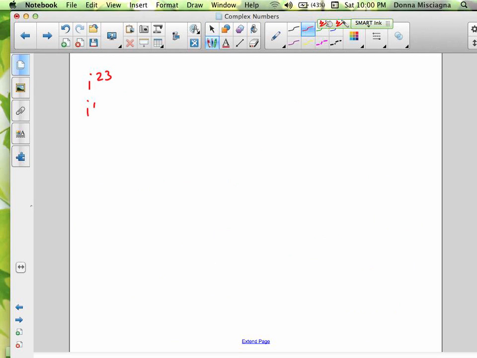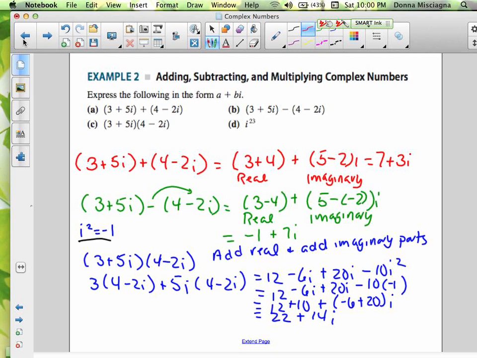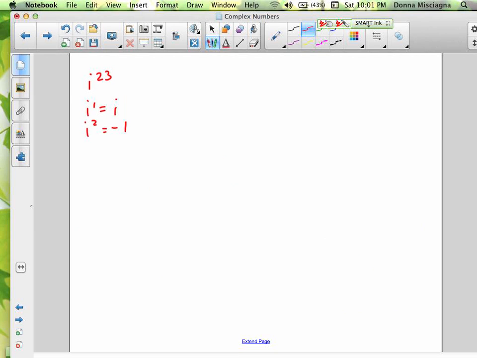i to the first, of course, it's just i, right? Anything to the first power is just itself. i squared, remember back here, is -1. i cubed, well, that would be the same as i squared times i. i squared is -1, and that would be -1 times i. That's -i.